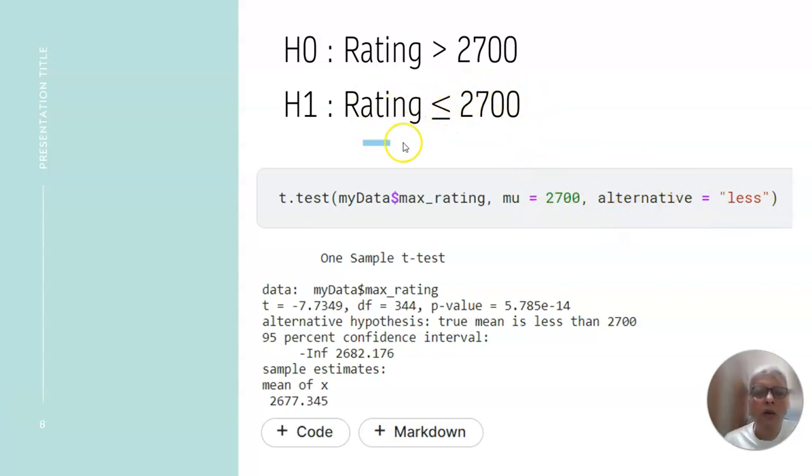I ran this test against the data, and I found the p-value to be very small, 10 to the power minus 14. So we reject our null hypothesis. In fact, the average of maximum rating comes out to be 2677, and it is statistically significant. The p-value is very small. So we say that our null hypothesis is not true. Rating is less than 2700.